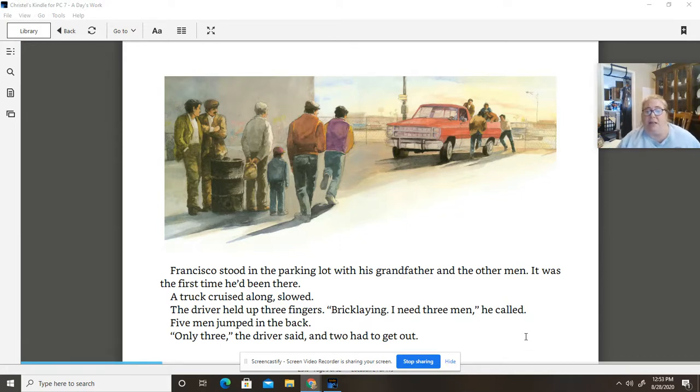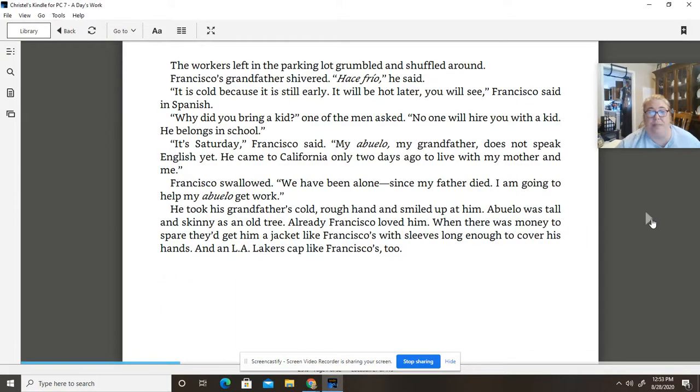Francisco stood in the parking lot with his grandfather and the other men. It was the first time he'd ever been there. A truck cruised along and slowed. The driver held up 3 fingers. "Bricklaying. I need 3 men," he called. 5 men jumped in the back. "Only 3," the driver said, and 2 had to get out. The workers left in the parking lot grumbled and shuffled around. Francisco's grandfather shivered. "Hace frío," he said. "It is cold because it's still early. It will get hot later, you will see," Francisco said in Spanish.